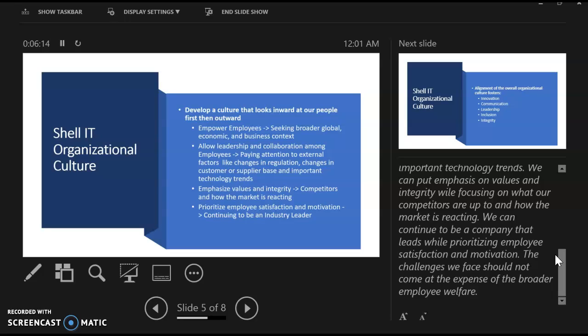So if you see there, I have a couple bullets here that explain in detail what I'm stating here about empowering employees, seeking broader global economic and business context, allowing leadership to collaborate among employees, paying attention to external factors like changes in regulations, changes in customers and suppliers base, and important technology trends, and emphasizing values and integrity, and competitors and how the market is reacting.